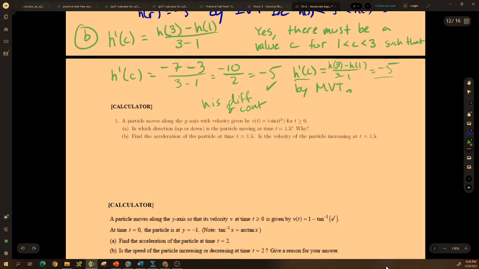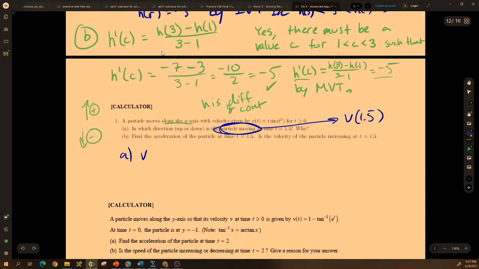All right, next up, we have a particle. We kind of talked about this at the end of class, where if it's moving along the y-axis, then up is positive and down would be negative. And so they say, in which direction is the particle moving? So which direction is the particle moving? Remember, moving is always velocity. So we want v of 1.5.